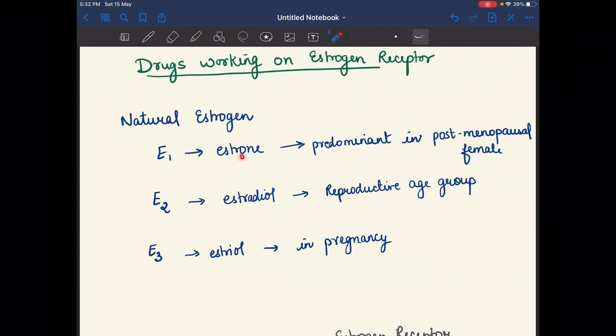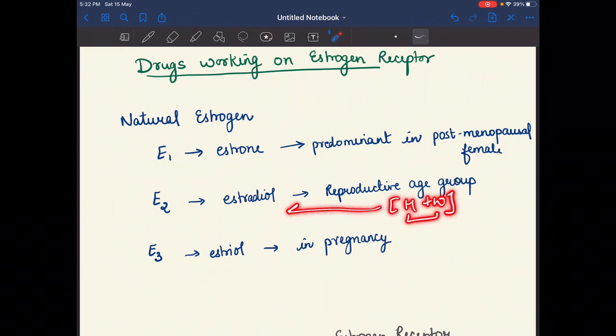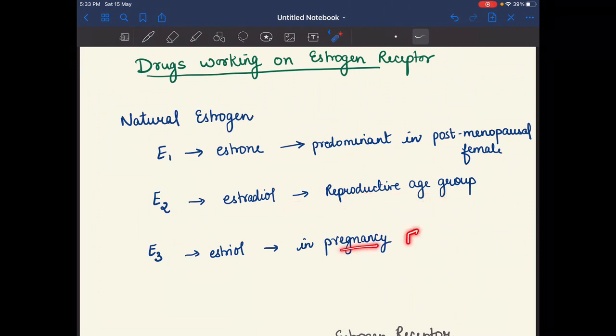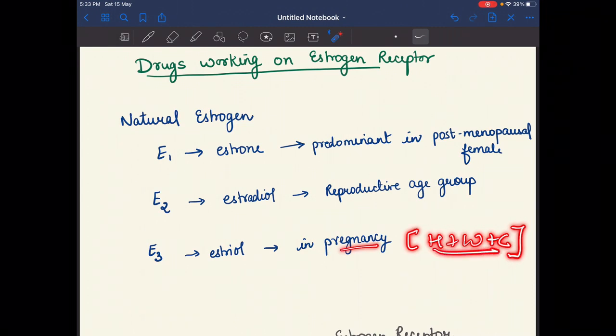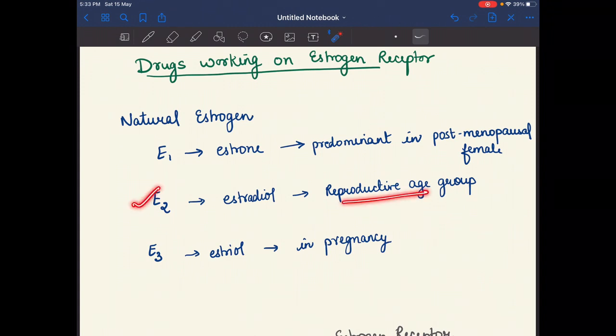In estrone, 1 means it is predominant in the postmenopausal female, and diol means it is predominant in the reproductive age group, meaning husband plus wife. So 2 means reproductive age group, diol. And in pregnancy, husband plus wife plus child, so that is 3. In this condition, the predominant is E3. In the reproductive age group, predominant is E2. And estrone is predominant in postmenopausal females.